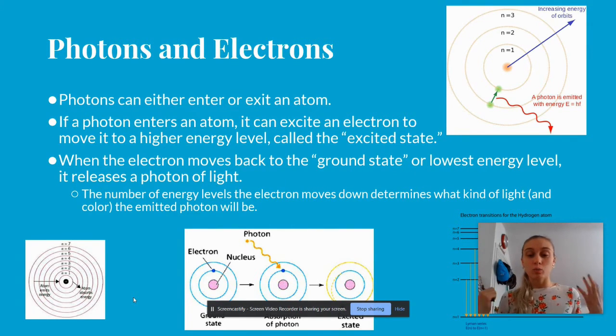So when the electron gets energy, I told you guys it'll jump to a higher energy state or orbit. And when it does that, it's called the excited state. Okay. So that's when photons are entering the atom. And so, like I said, when photons enter the atom, they can excite an electron and move it to a higher energy level called the excited state.